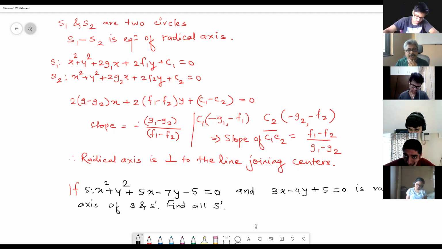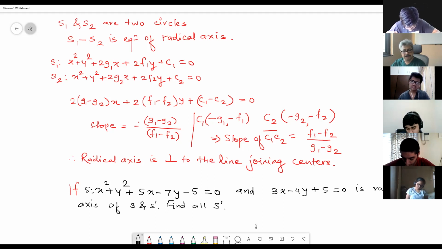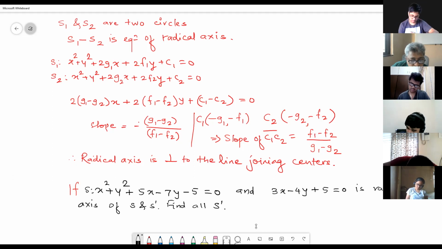Now, when I am asking you to find S dash, I am saying that you can find the entire family. It is not necessary that there is only one or two circles which will be S dash. It is going to be the complete family, infinitely many circles. Yes or no? Yeah. Okay. Rishabh, correct. Shaurya also seems to be correct.